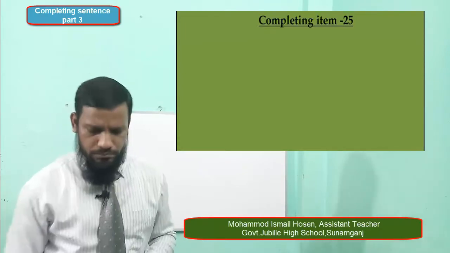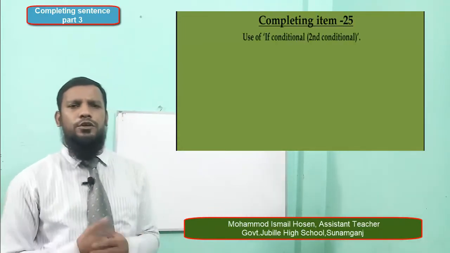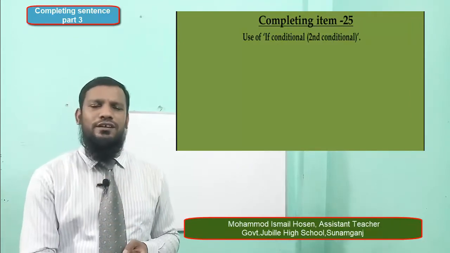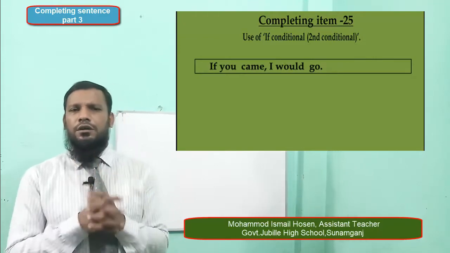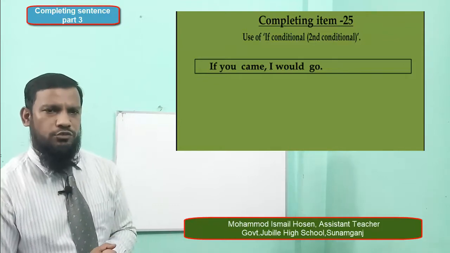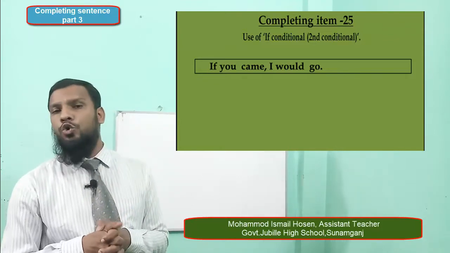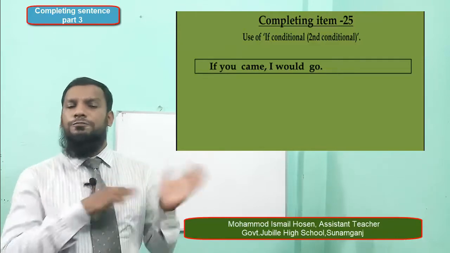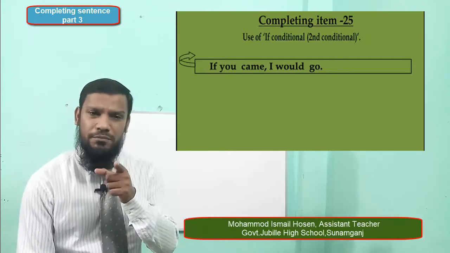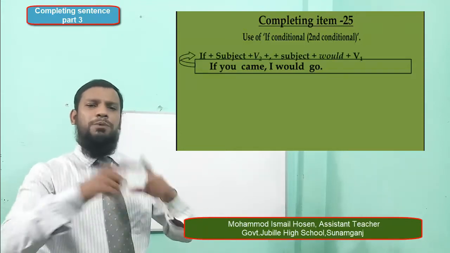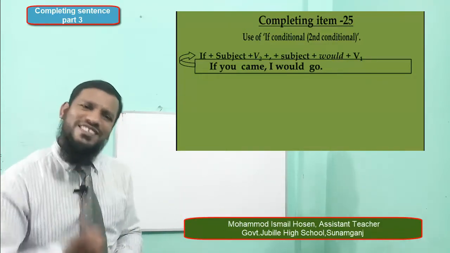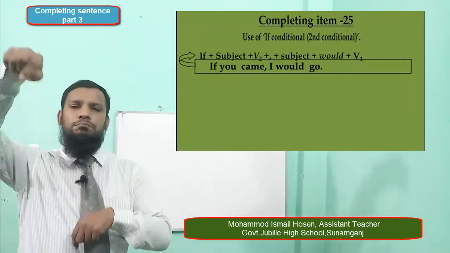Yes, our next item is use of if plus second conditional. That means second conditional. Let's see what happens in second conditional. There is an example of second conditional. If you came, I would go. Would go. If you came, I would go. So here, have you noticed that came is the past tense, isn't it? So if plus subject plus verb V2, that means past form of verbs. Okay, past tense. Then subject plus would plus V1.